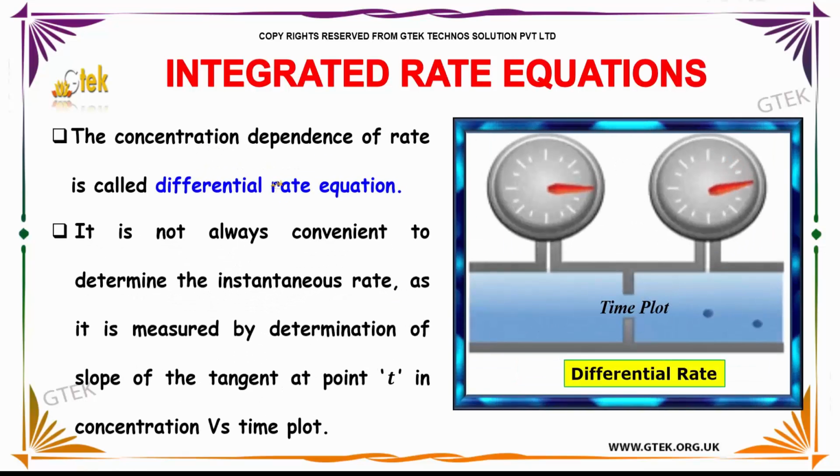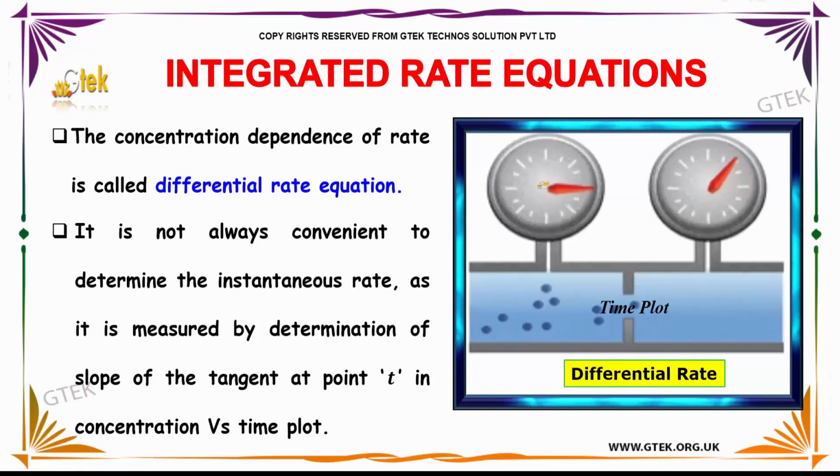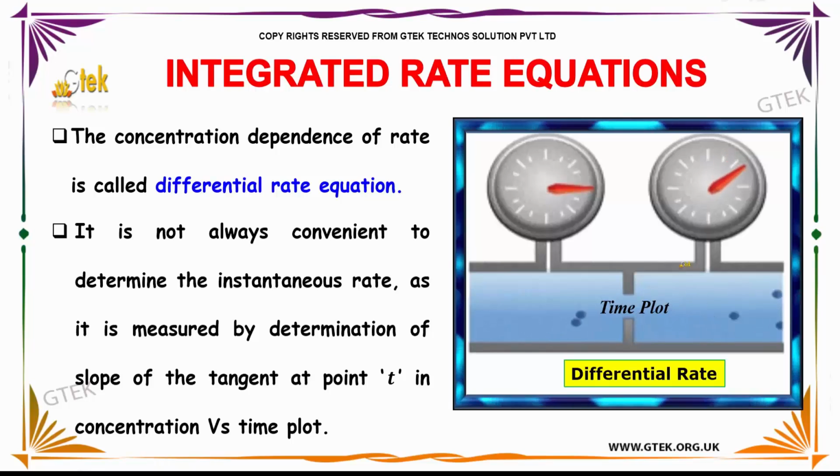Integrated rate equation. The concentration dependence of a rate is called a differential rate equation. It is not always convenient to determine the instantaneous rate, as it is measured by the determination of the slope of the tangent at point t in concentration versus time plot.